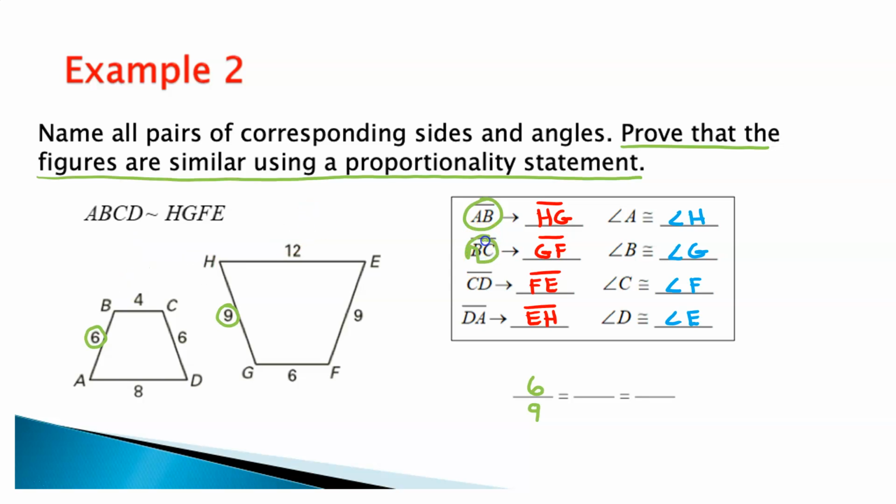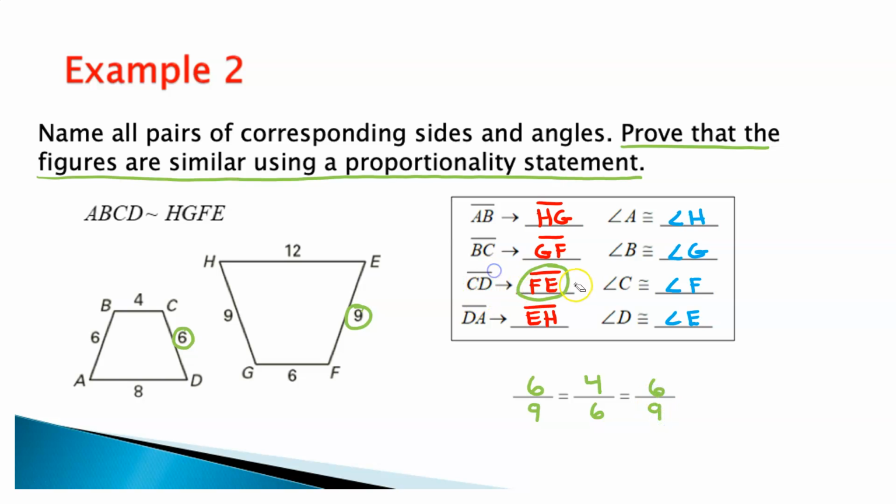Let's move on to BC. Where is BC? BC here is 4. So we're going to match that up to GF. GF down here is 6. Continue to play this matching game. Move on to CD. So from C to D, that was 6. Compare that to FE. So from F to E, that was 9. So that's 6/9 again. And then we have one more side.